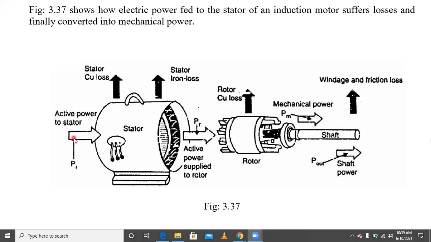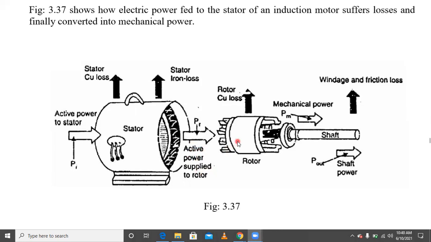This input power minus these losses is called the output power of the stator. That is also called the input power of the rotor, the active power supplied to the rotor. This power is also called air gap power, because it is present in between the stator and rotor. This is the stator and this is the rotor. In between stator and rotor, this power takes place. That's why it's also called the air gap power. Understood? This is the active power supplied to the rotor.